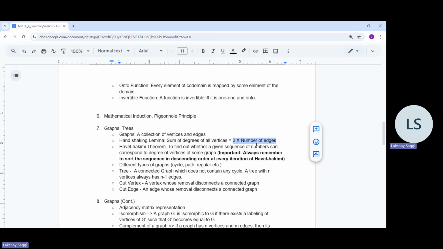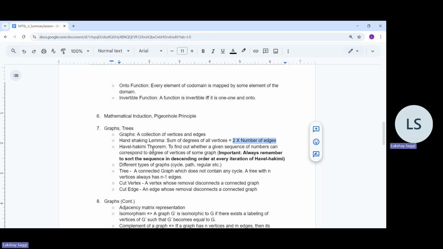And when is a sum of odd numbers equal to an even number? When the number of odd numbers is even. So in a nutshell, what does this say? The handshaking lemma says that the number of odd degree vertices is always even in a graph. There cannot exist a graph which has an odd number of odd degree vertices.